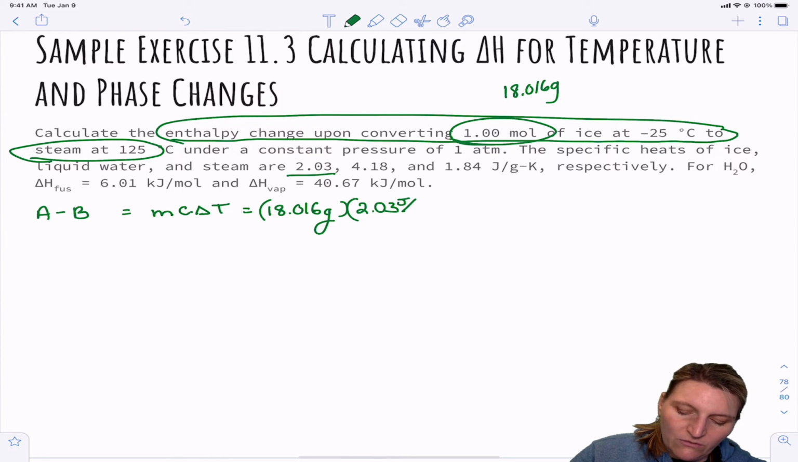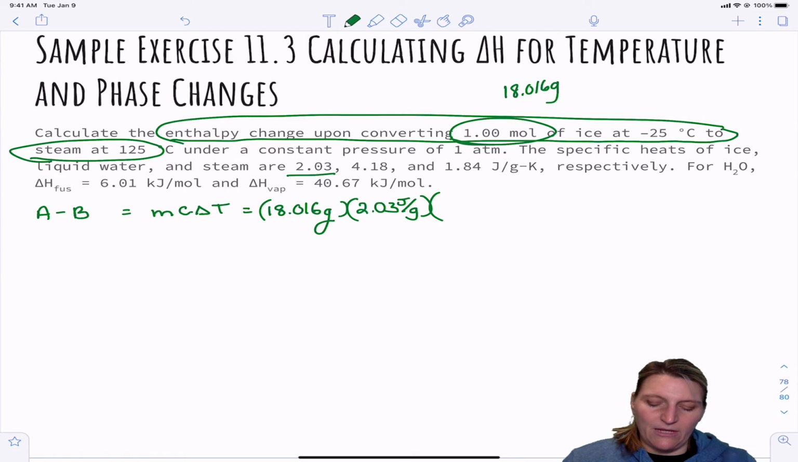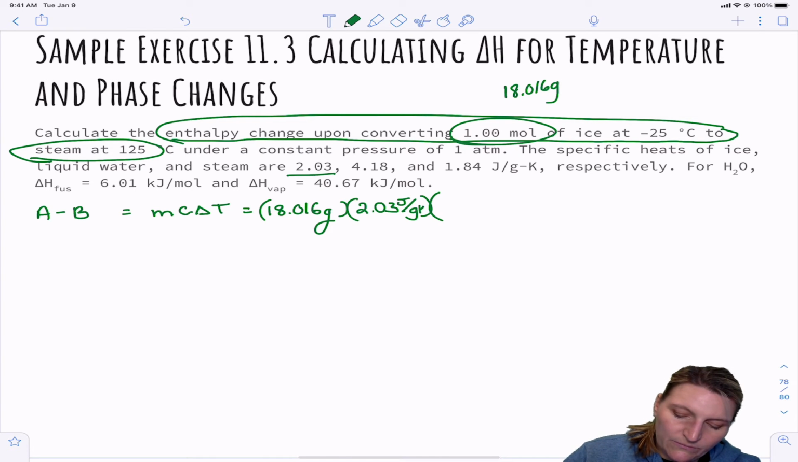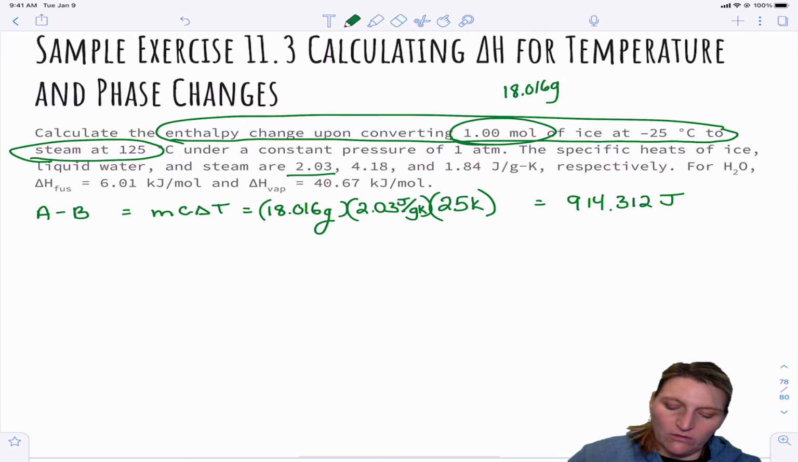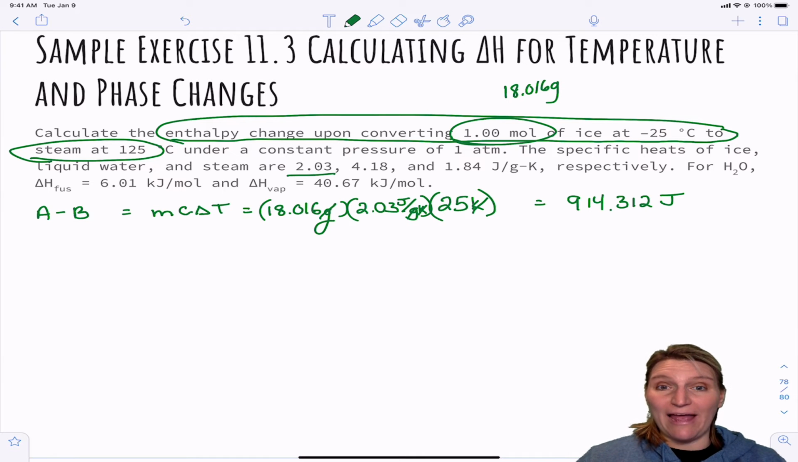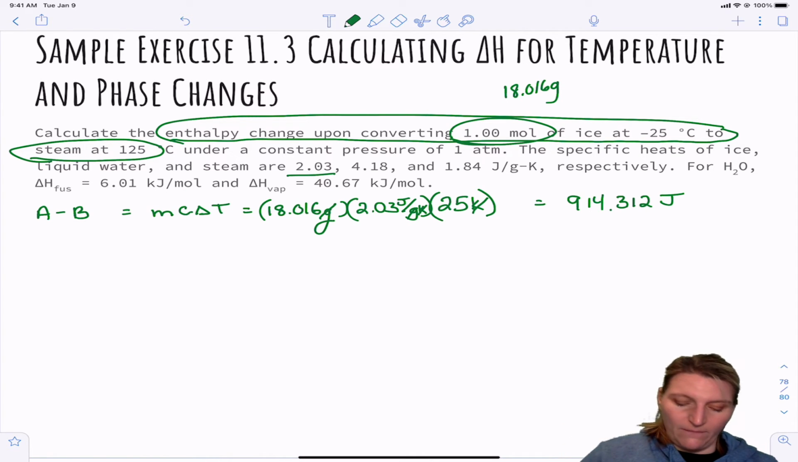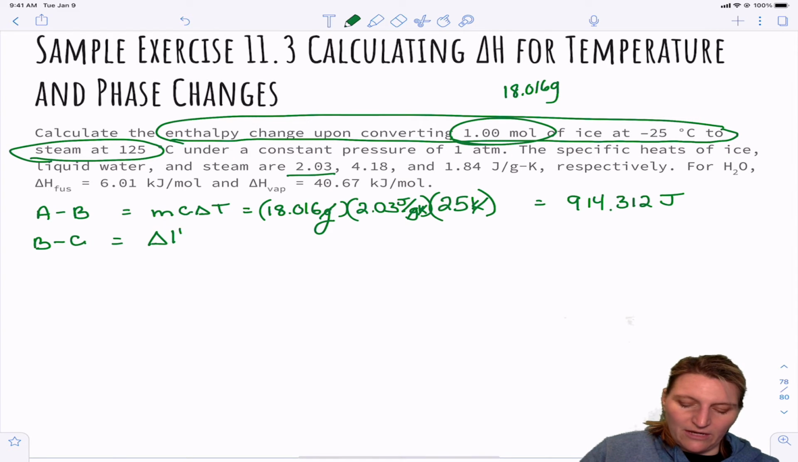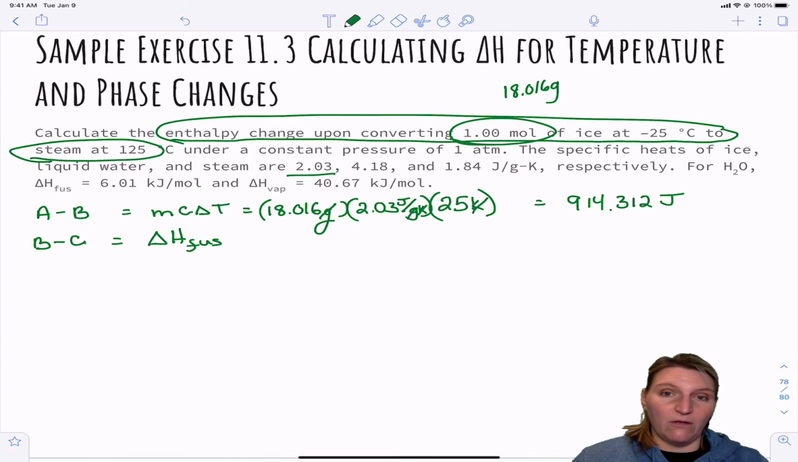And this is really important that we take a look at the units. It's joules per gram times Kelvin, and then we would be increasing its temperature 25 Kelvin. When we multiply those three together, we get 914.312 joules, right? Making sure that my units cancel out. When I add everything together, I'm going to have to add all the joules or all kilojoules, because I can see in the next one from B to C, that is the delta H of fusion of the water.